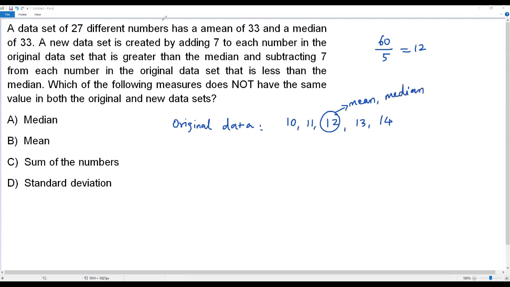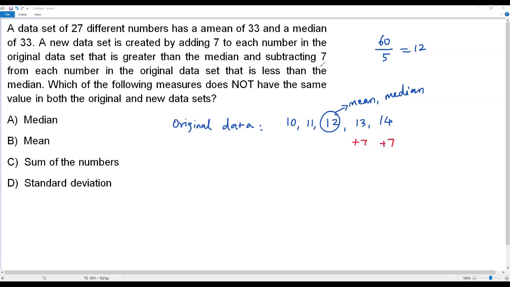Okay, now I'm just going to follow the instruction we have in the question. That is, first I'm going to add 7 to each number in the original data set that is greater than the median. Here there are two values greater than the median, 12. So to these two values, I'm going to add 7. Let me add 7 over here.